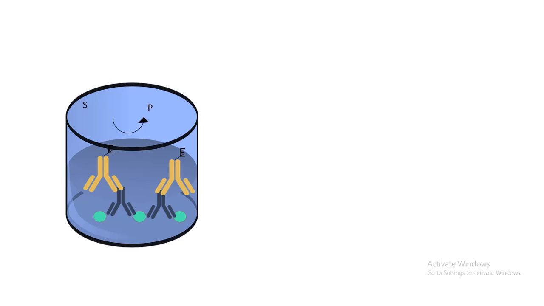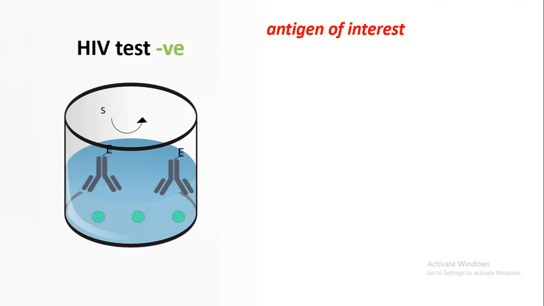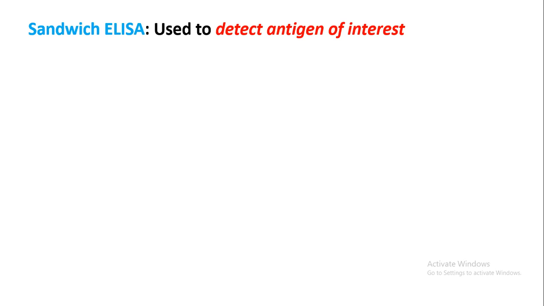But on the other hand, if the patient's serum doesn't have that antibody, which should be produced in a viral response, then there would be no color reaction because the secondary antibody doesn't bind to a primary antibody and is unable to give a color reaction. So that would be HIV negative. There are other variants known as sandwich ELISA, which is used to detect an antigen of interest.